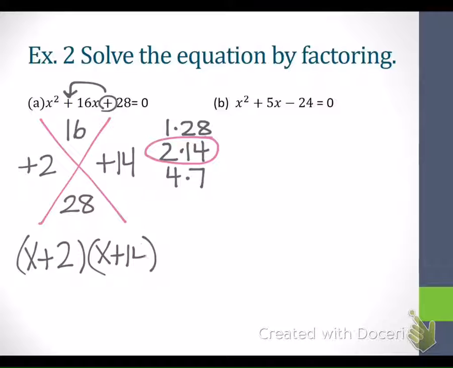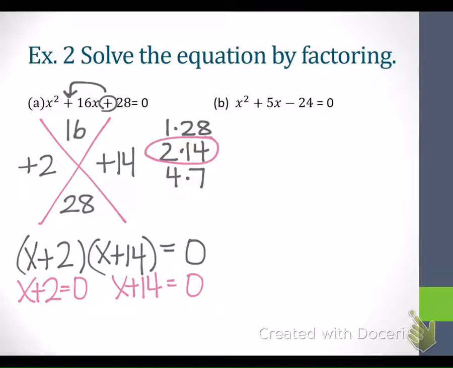Awesome. Now I'm not done though, because remember my original problem was set equal to 0, so my factored form also has to be set equal to 0. And then how, Noah, am I going to solve this problem? X plus 2 equals 0. And you subtract 2.